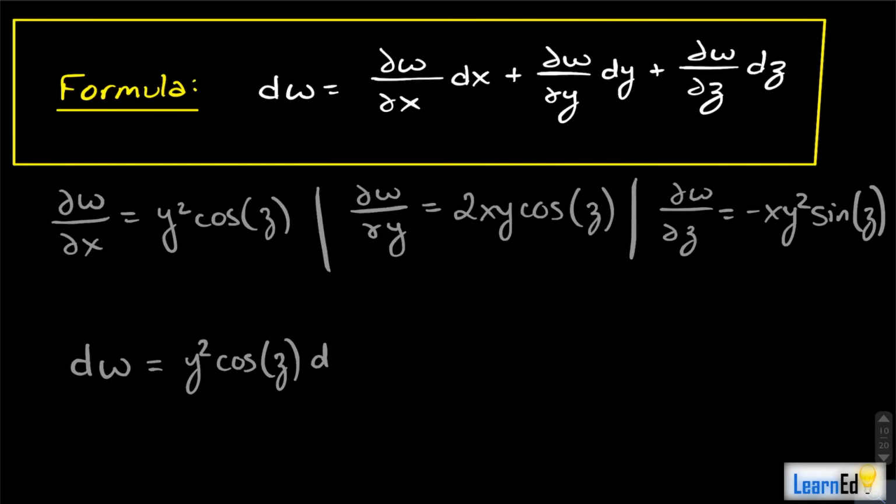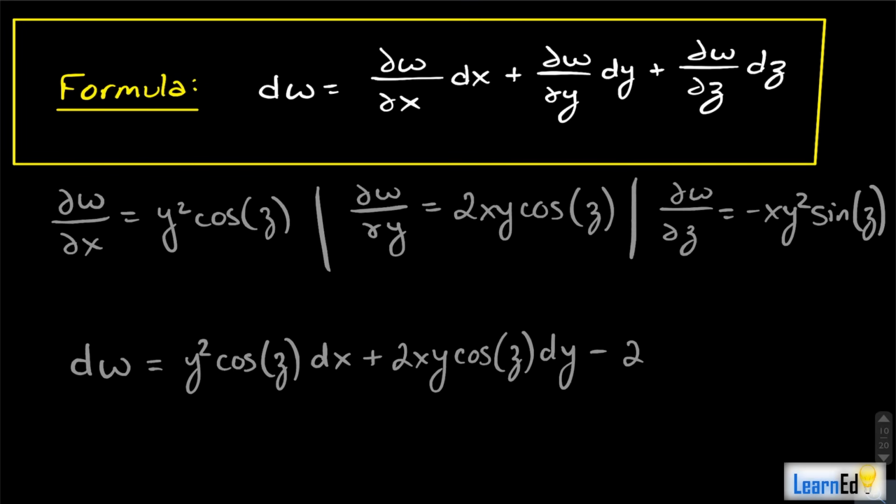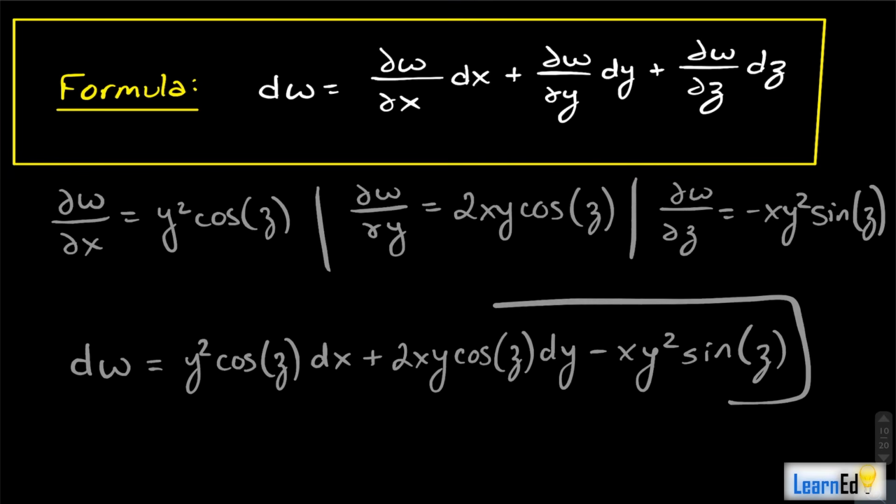And we put a dx on the end. Plus 2xy cosine z dy. Plus, not plus, we're going to have a minus. Not 2, don't know where that came from. What am I doing? Xy squared sine of z. And that right there is your differential.